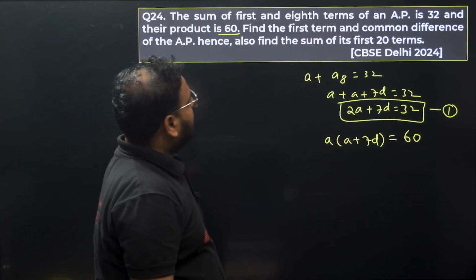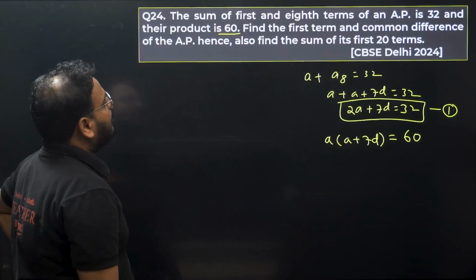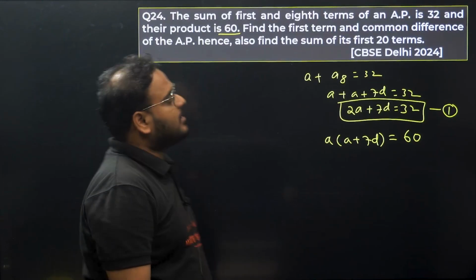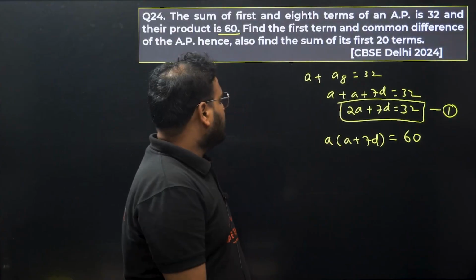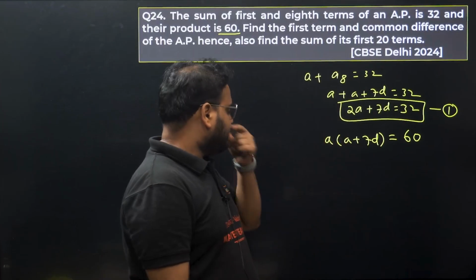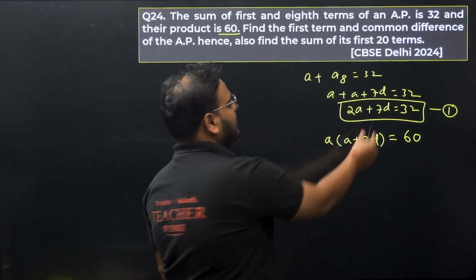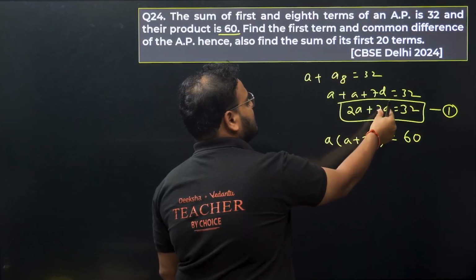Hence find the first term and common difference of the AP. Hence also find the sum of the first 20 terms. All right. So please check, A plus 7D I already have. Next, I can put the 7D value from here, right? 7D can be found from here.